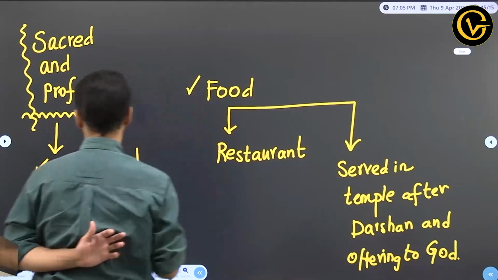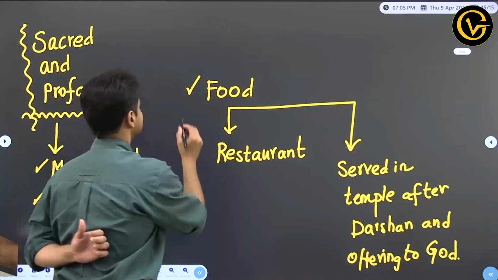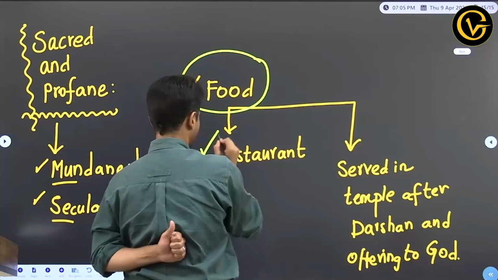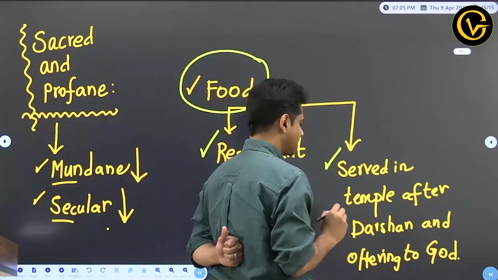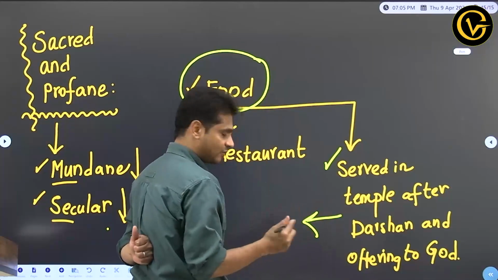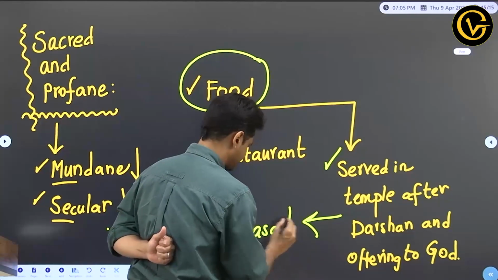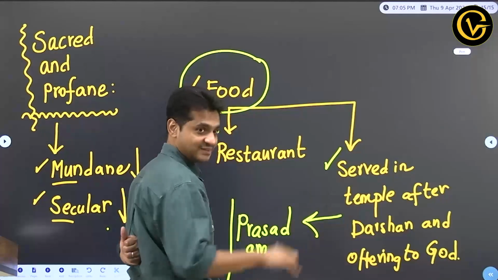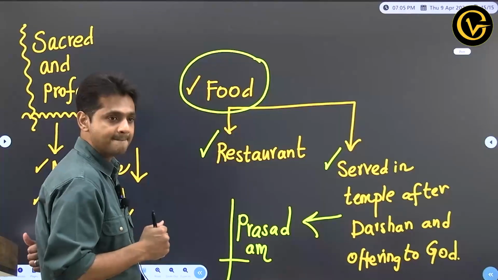Now answer my question. Let's say you go to a restaurant, you order food, and you go to temple, and after darshan, what would they give you? What do we call it? Prasadam. Is it prasadam or naivedyam? Naivedyam is what you offer to God. Prasadam is what you get. Okay? Prasadam. Which is more sacred?